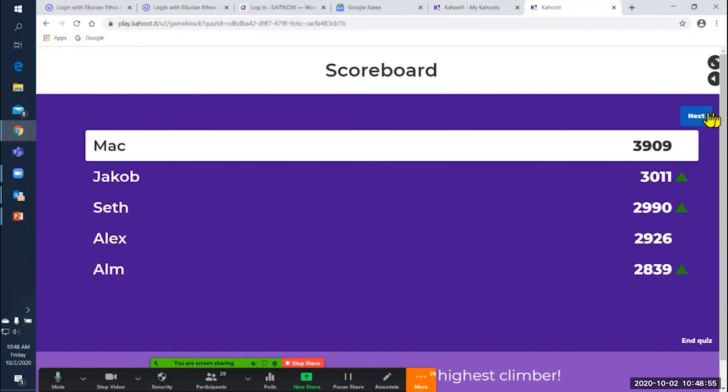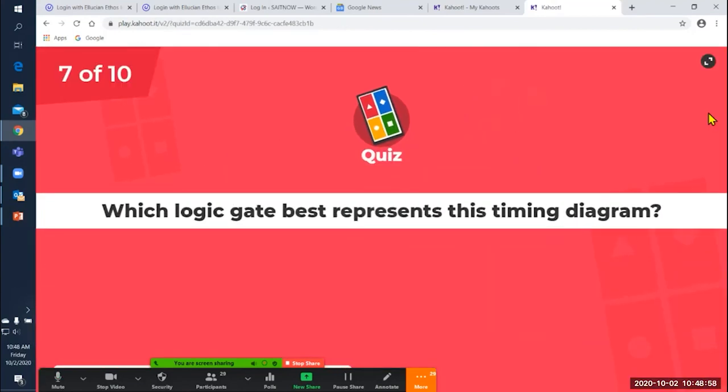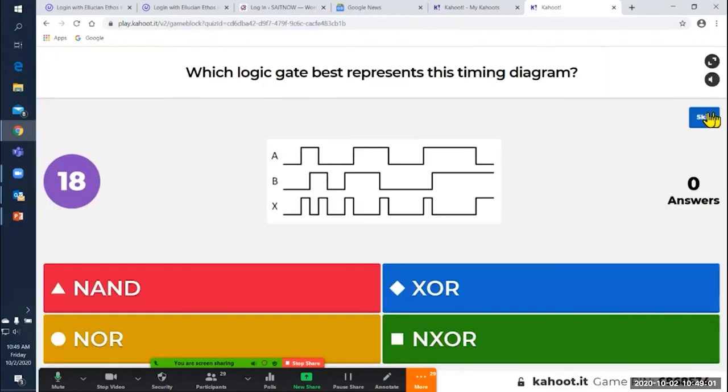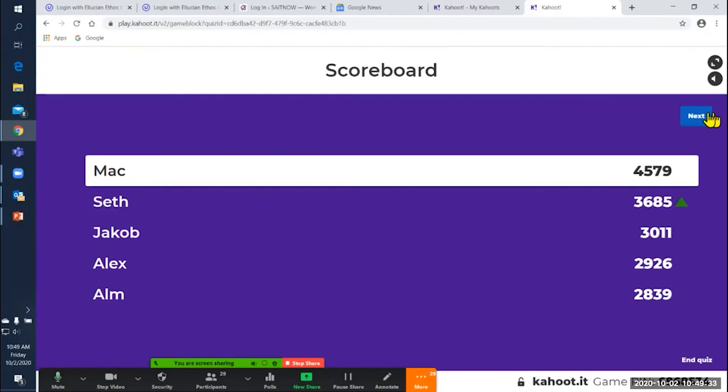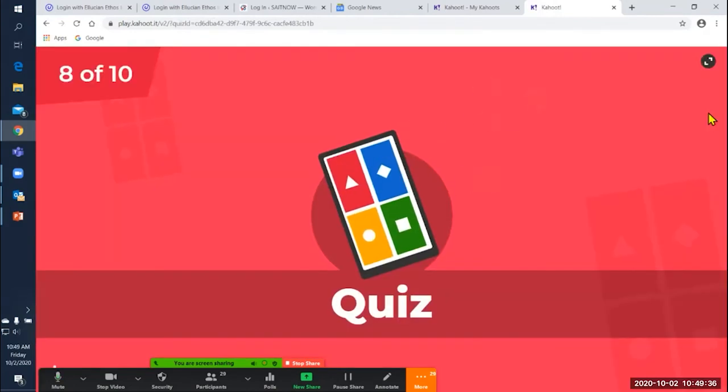Max staying ahead. Which logic gate best represents this timing diagram? Excellent. No, not excellent. Only 2 of you. I looked at the big 12 and thought, yeah, you guys are right, but no, you're wrong. Only 2 of you got it. This is going to be tough. We've got a top score of only 4,500 so far. And we went to question 8.